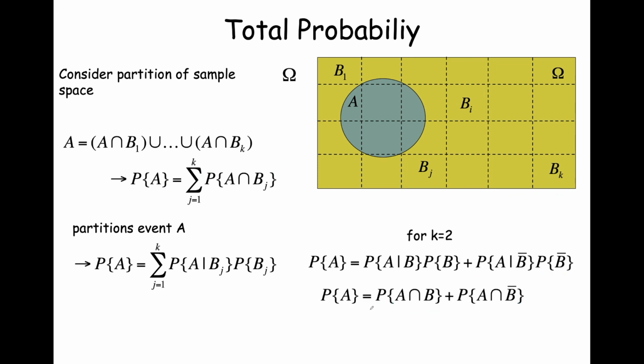Let's now go back. We can take the product rule and apply it for the first term, A given B, and for the second term, A given B bar, which is exactly the sum for J from 1 to 2 of the probability of A intersect with Bj. Okay, and that's exactly our total probability. So this total probability gives us a way of deconstructing an arbitrary event into the sum of non-overlapping parts, the sum of independent parts through union.